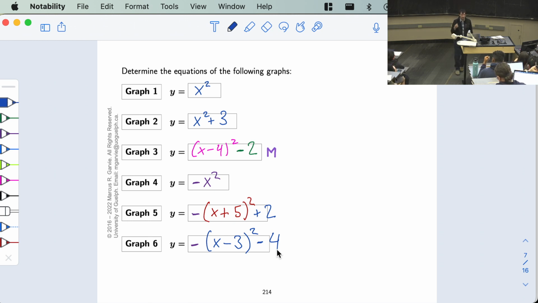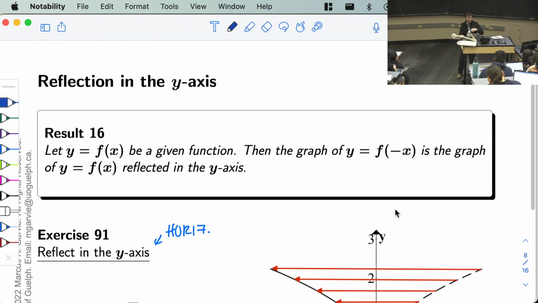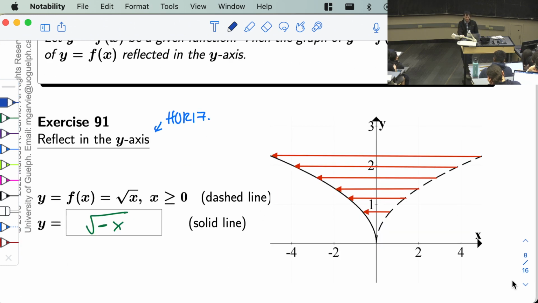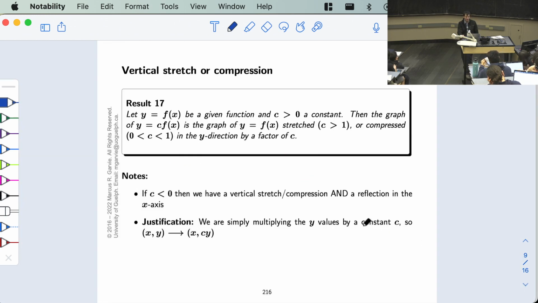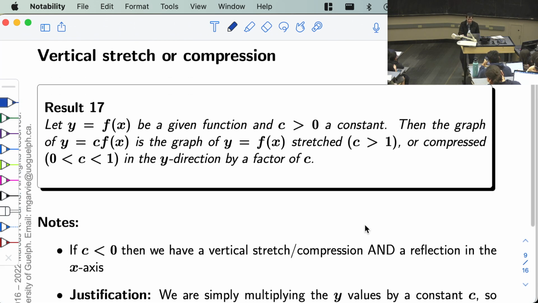Okay, so in the rest of the class, we've learned moving around. We've learned how to reflect things, both in the x and the y. The next thing we're going to learn is how to stretch and compress things. So that's the next couple pages of the notes, stretching and compressing. This is what we did last time, the horizontal reflection. So now we're on to a vertical stretch or a compression. And this one goes the way you would think.